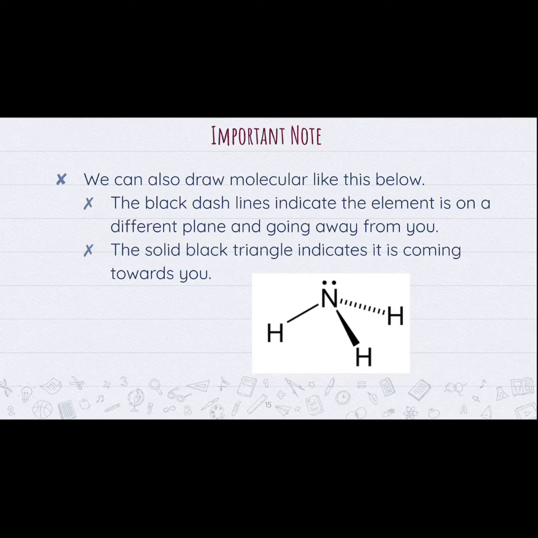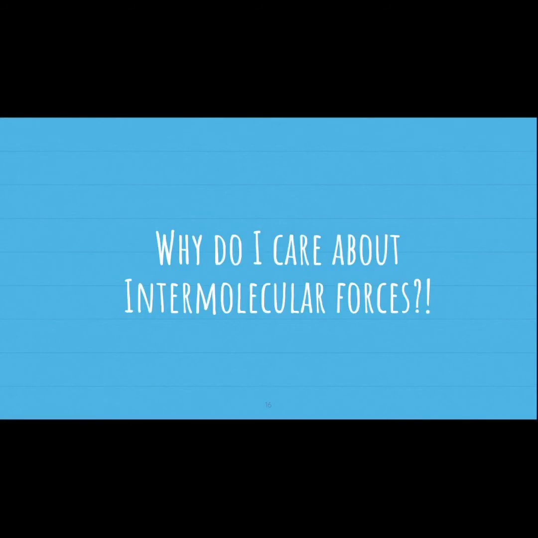So one other thing to note, we can also draw molecules like this picture on the screen. The black dash, that's kind of on the right side, indicates that an element is on a different plane, and the dash means it's going away from you. So the solid black triangle indicates that it's coming towards you. So we can't draw a 3D shape on paper, obviously, so using these dashes and the solid lines is a way to help people understand what you're trying to note or what you're trying to draw.